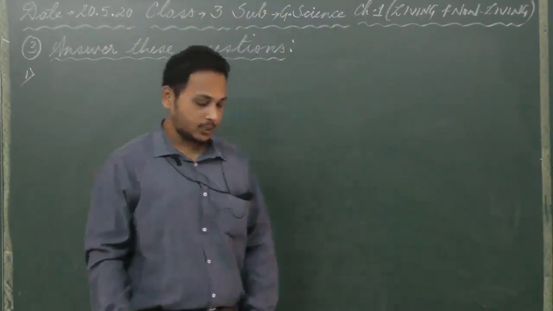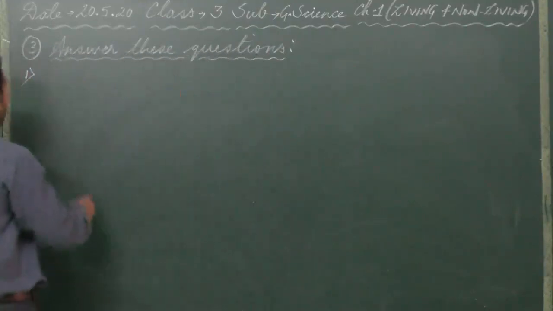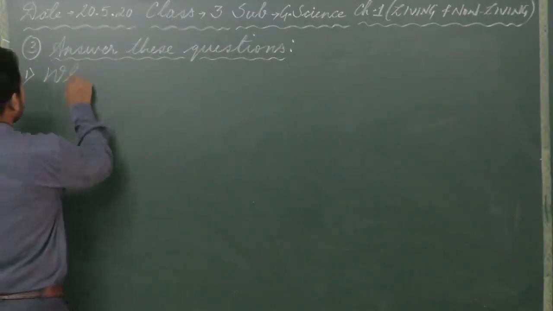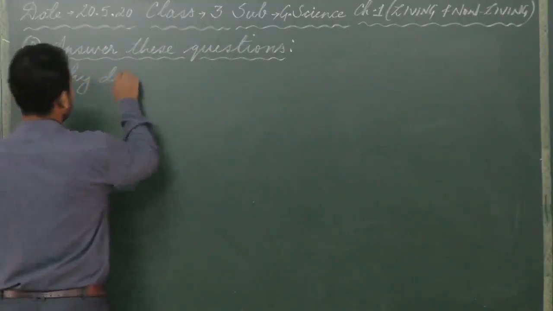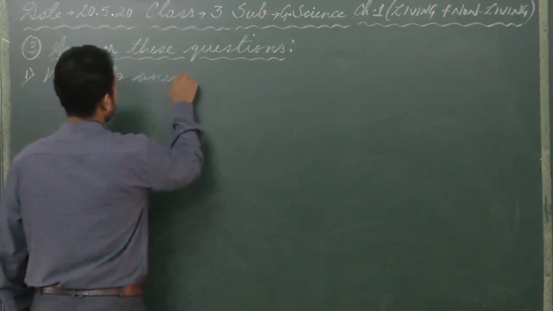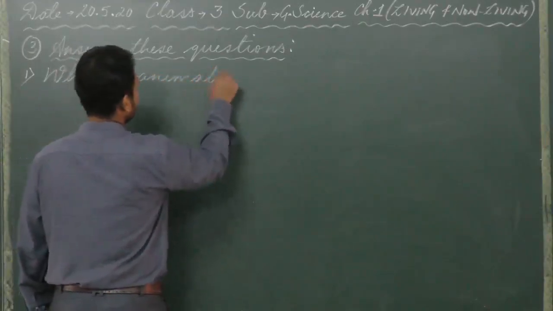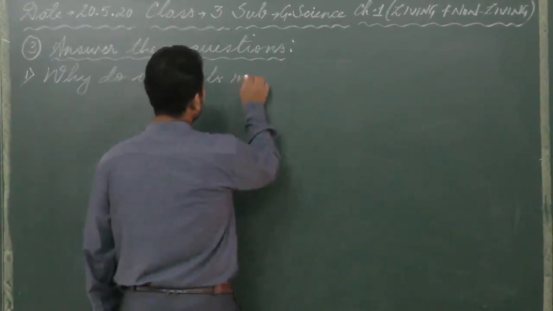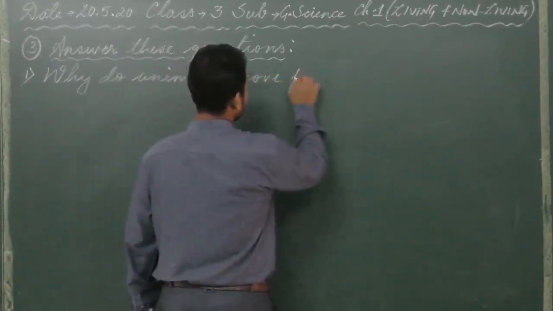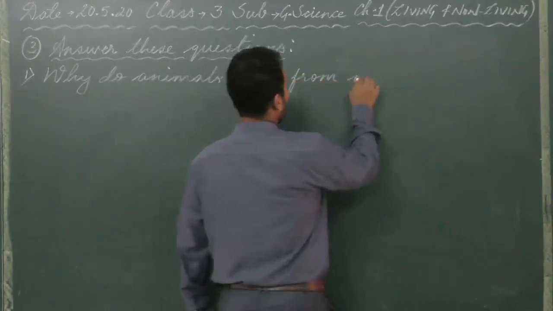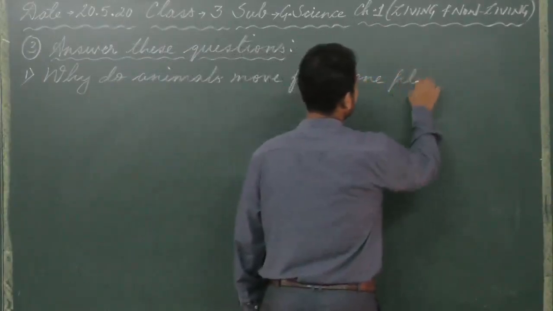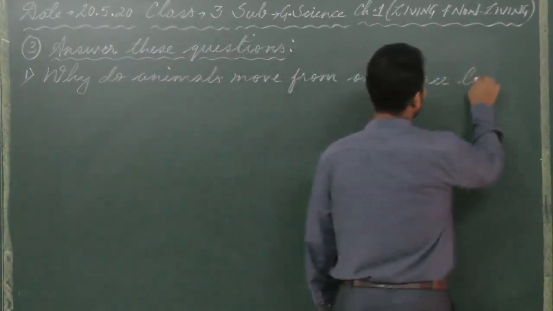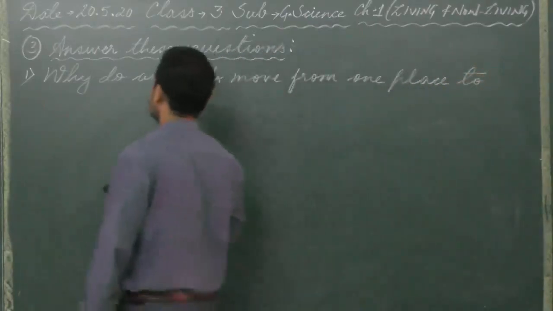So the first question is, why do animals move from one place to another?